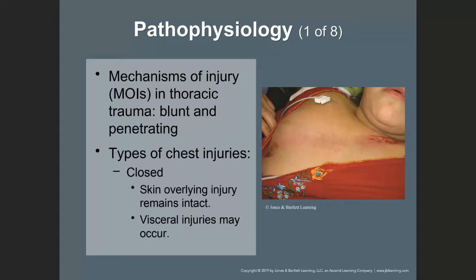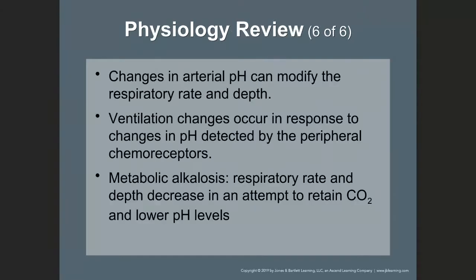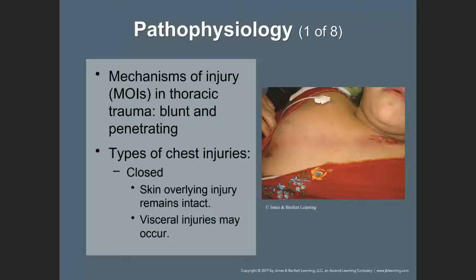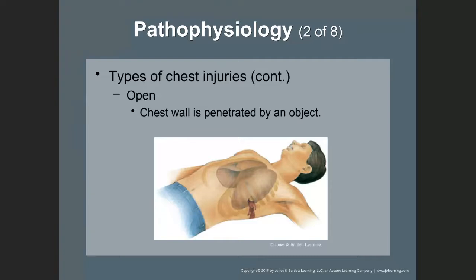Mechanism of injury. So let's look at the pathophysiology. Mechanism of injury in thoracic trauma: blunt and penetrating. Types of chest injuries: closed, where the skin overlying the injury remains intact and visceral injuries may occur. For open, the chest wall is penetrated by an object.